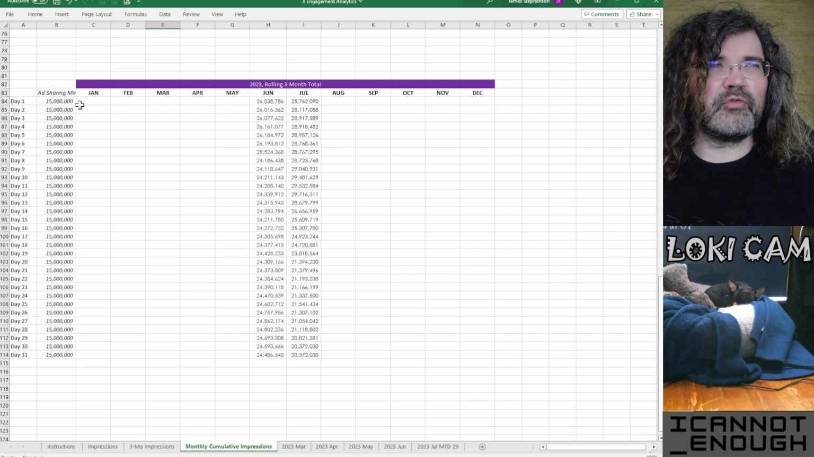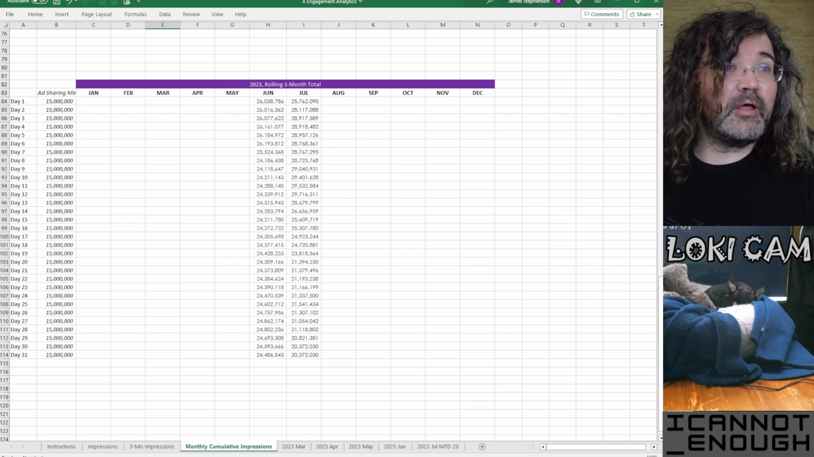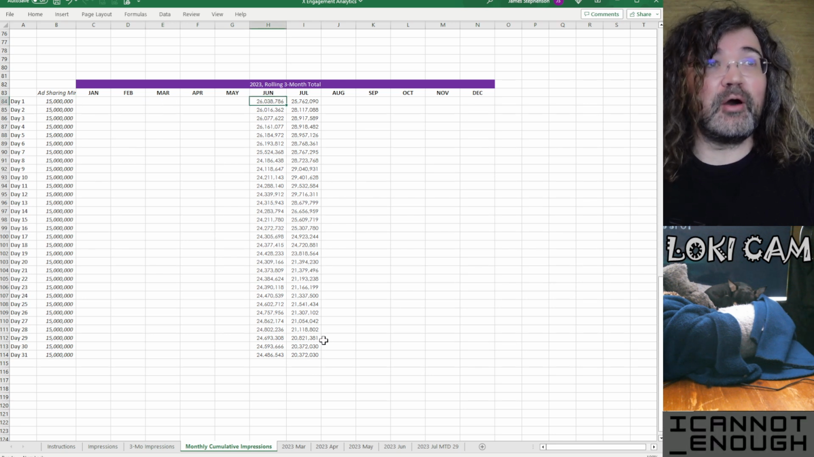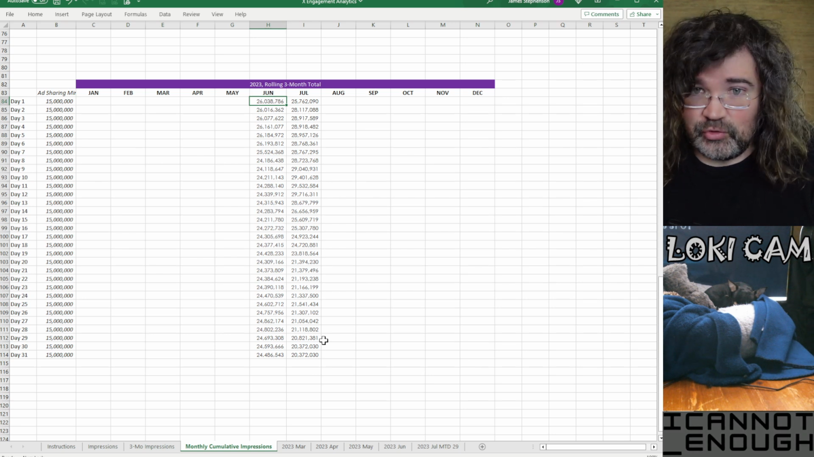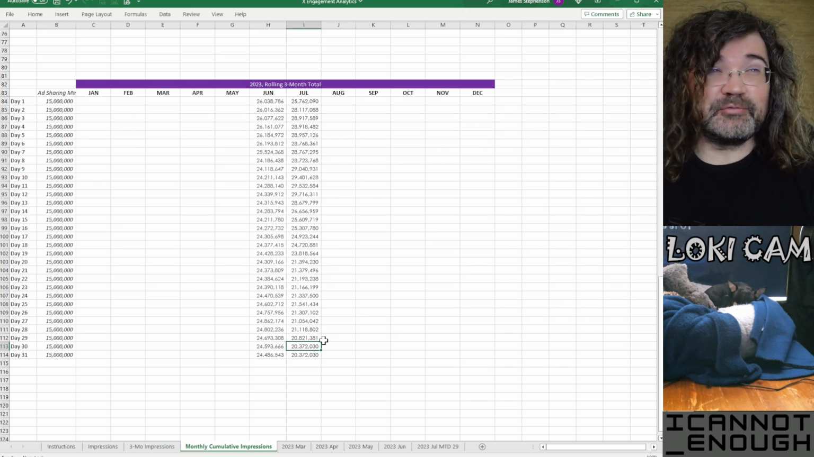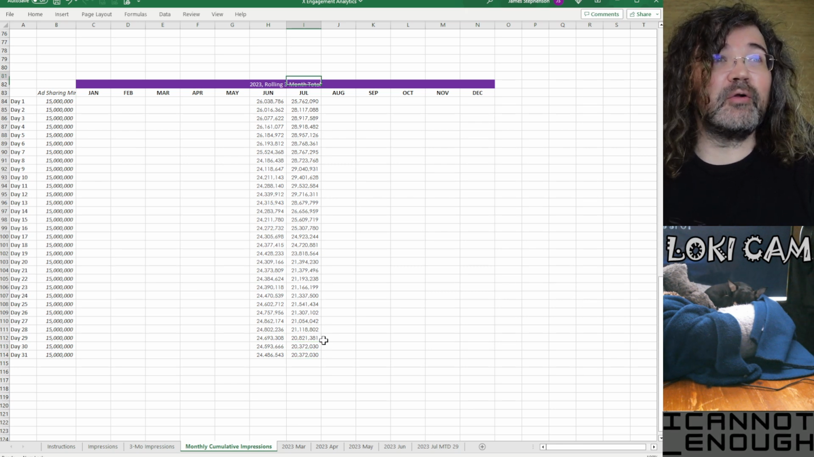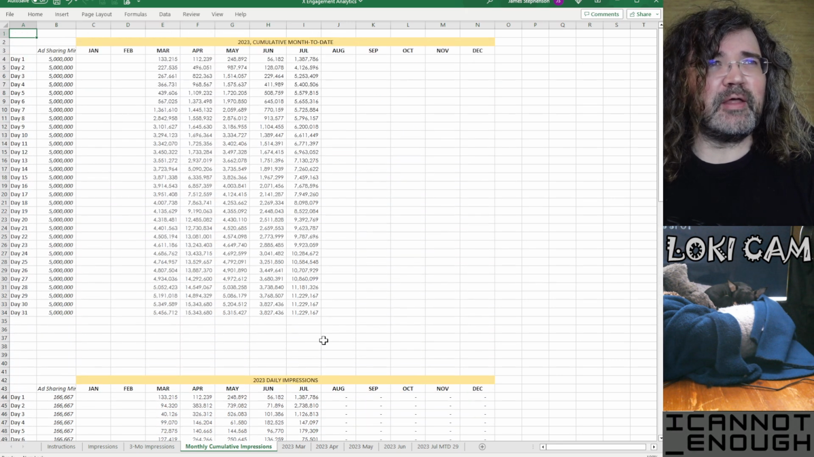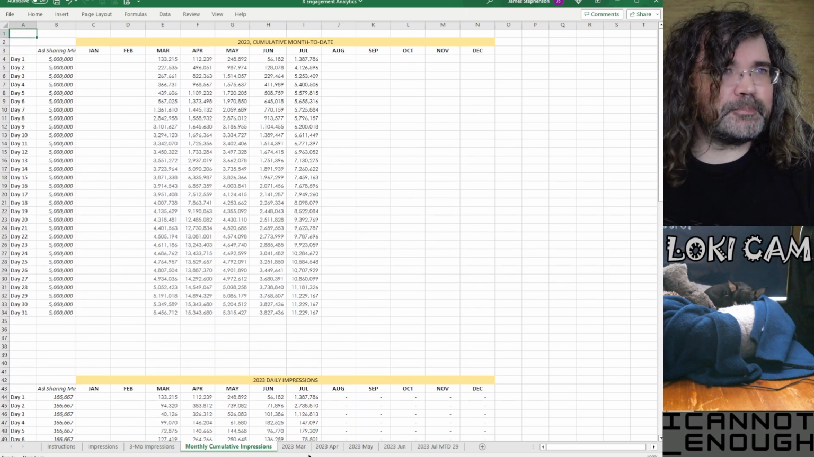Because the data doesn't go back any farther than March, the first month that I was able to show 3 rolling month totals for was June. And for July, I don't even have 2 full months yet of rolling 3-month data. But over time, I will continue updating this, and then this will get filled in more.